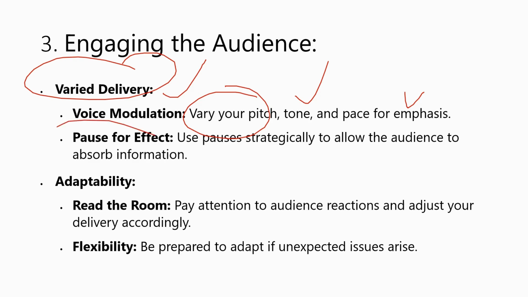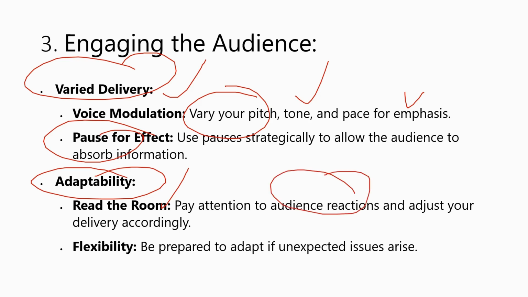Pause for effect. When you have said something, you have expressed something, pause a little. Let the audience absorb and understand what you have said. Next one is adaptability. Read the room, pay attention to the audience reactions, and adjust your delivery accordingly. You must be vigilant and keep on observing your audience and respond accordingly.